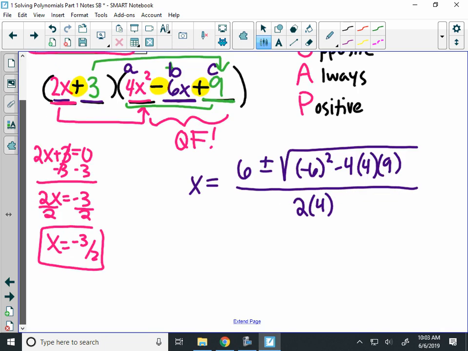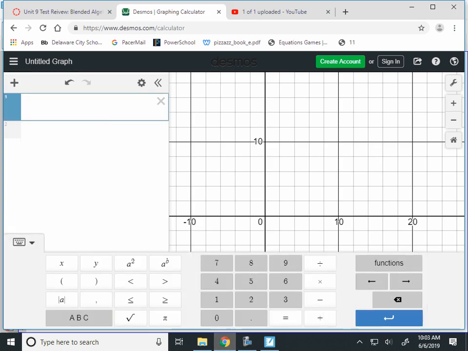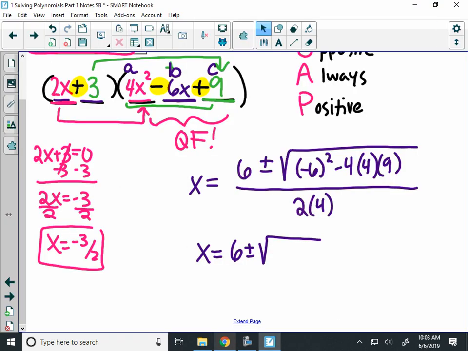Now you're going to need a calculator here to simplify. X equals 6 plus or minus. So do not type the square root into the calculator. Just type what's under the square root. So what I would type in is negative 6 squared minus 4 times 4 times my C of 9. That gives me a value of negative 108. So that stays under the radical. Don't type the radical in yet. All over 8. Now, square root of negative 108.